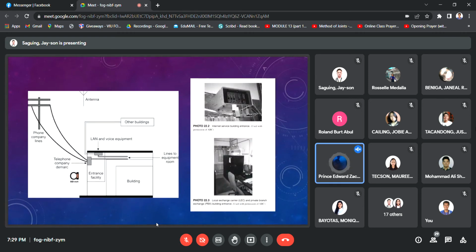From other buildings, the LAN and voice equipment, together with the phone company, enter through the entrance facility. On the right side is an example of an entrance facility, which is a big box. So next.